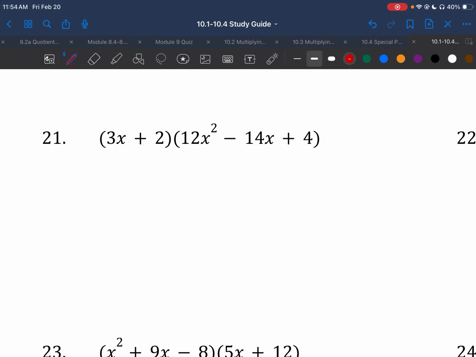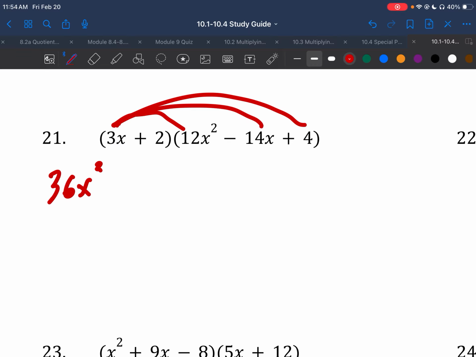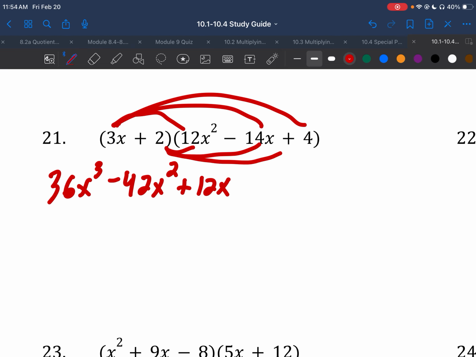Question 21. We're going to start off with distributing the 3x times each term. And when we do that, we get 36x cubed minus 42x squared plus 12x. And then when we distribute 2 times everything, we get 24x squared minus 28x plus 8.